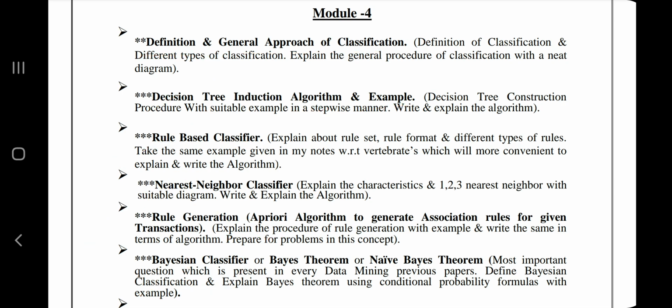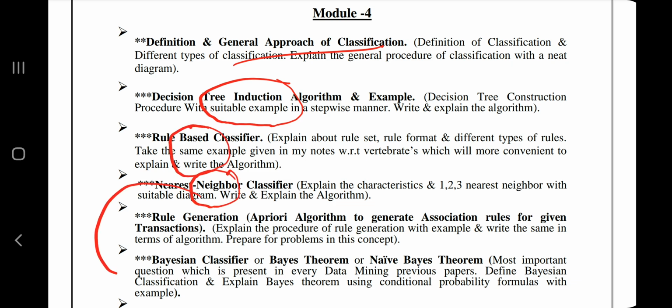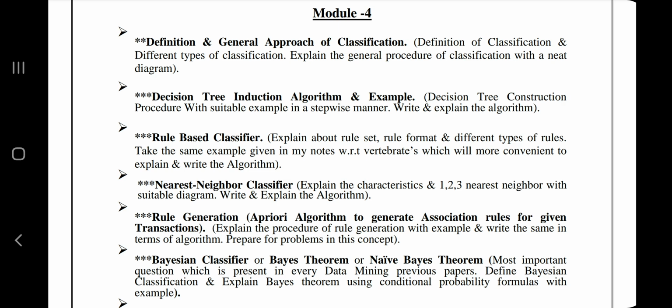All you need to focus upon is what is classification and the general approach of classification. Then you need to know 3 things: the decision tree induction algorithm and example, rule based classifier, and the last one is nearest neighbor classifier. After that the Bayesian classifier is very simple if you understand this one easily. So let's get started with the first question. What is the definition of classification?